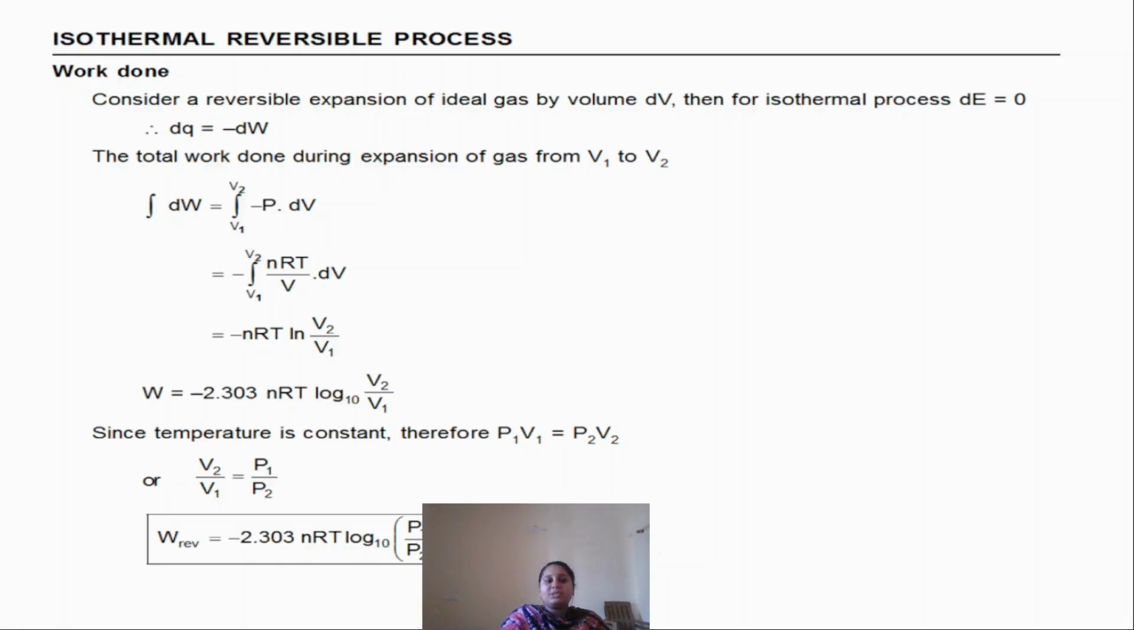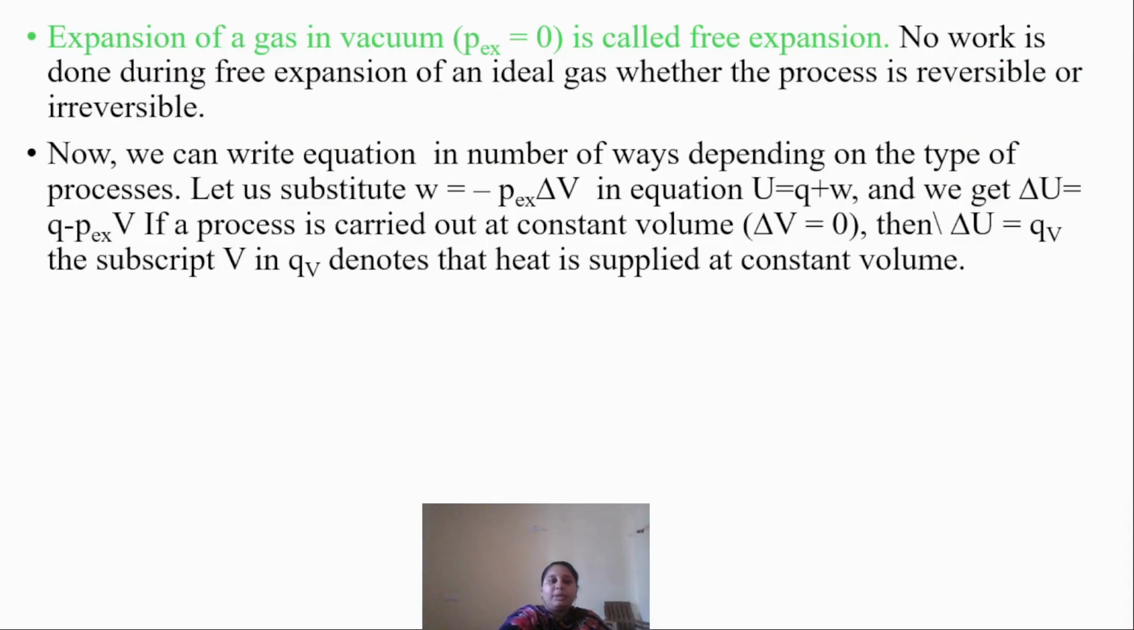As the temperature is constant, therefore P1 V1 is equal to P2 V2, or V2 by V1 is equal to P1 by P2. So the work done for the reversible process is written as minus 2.303 nRT log P1 by P2. The expansion of gas in vacuum is called free expansion. No work is done during the free expansion of an ideal gas, whether the process is reversible or irreversible.